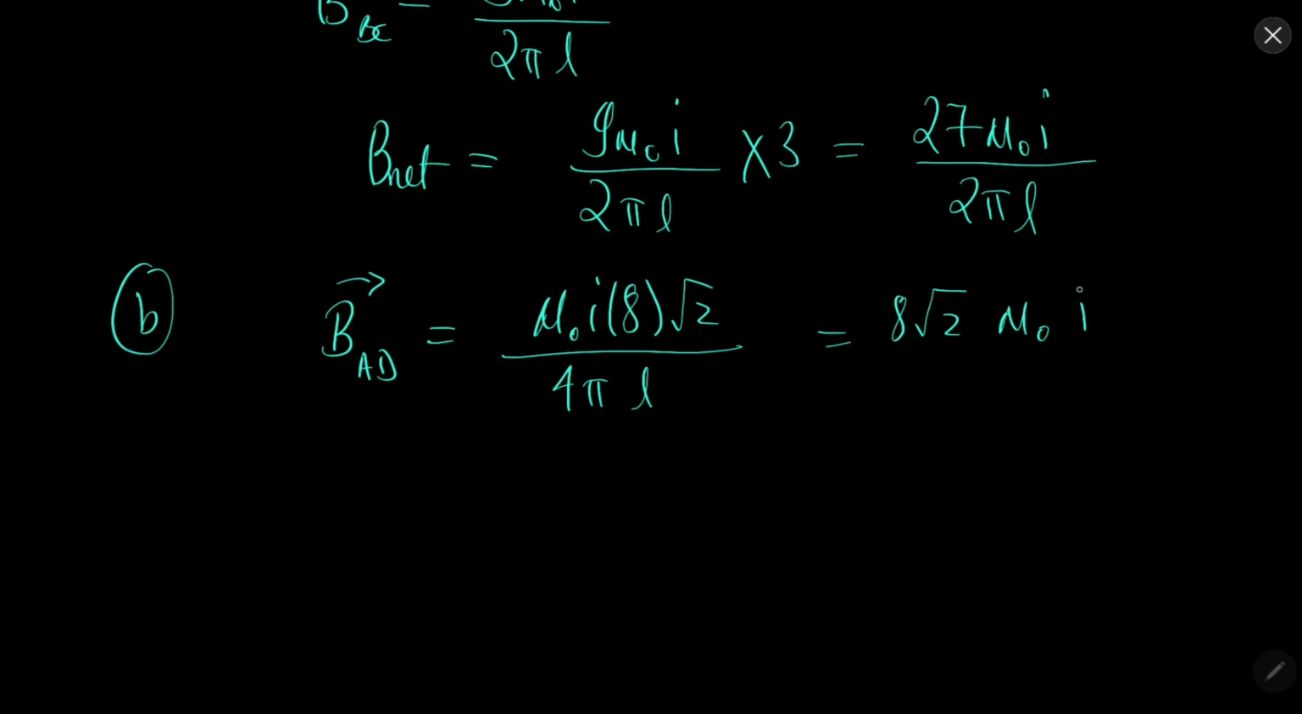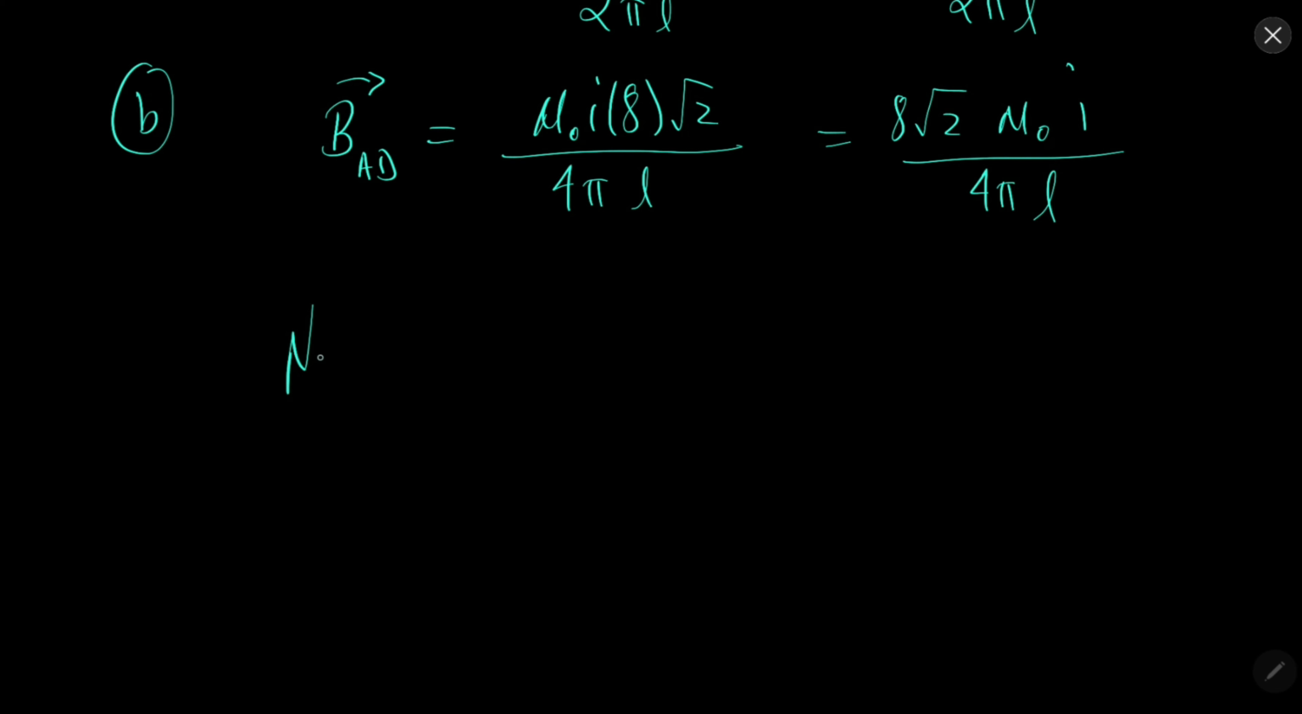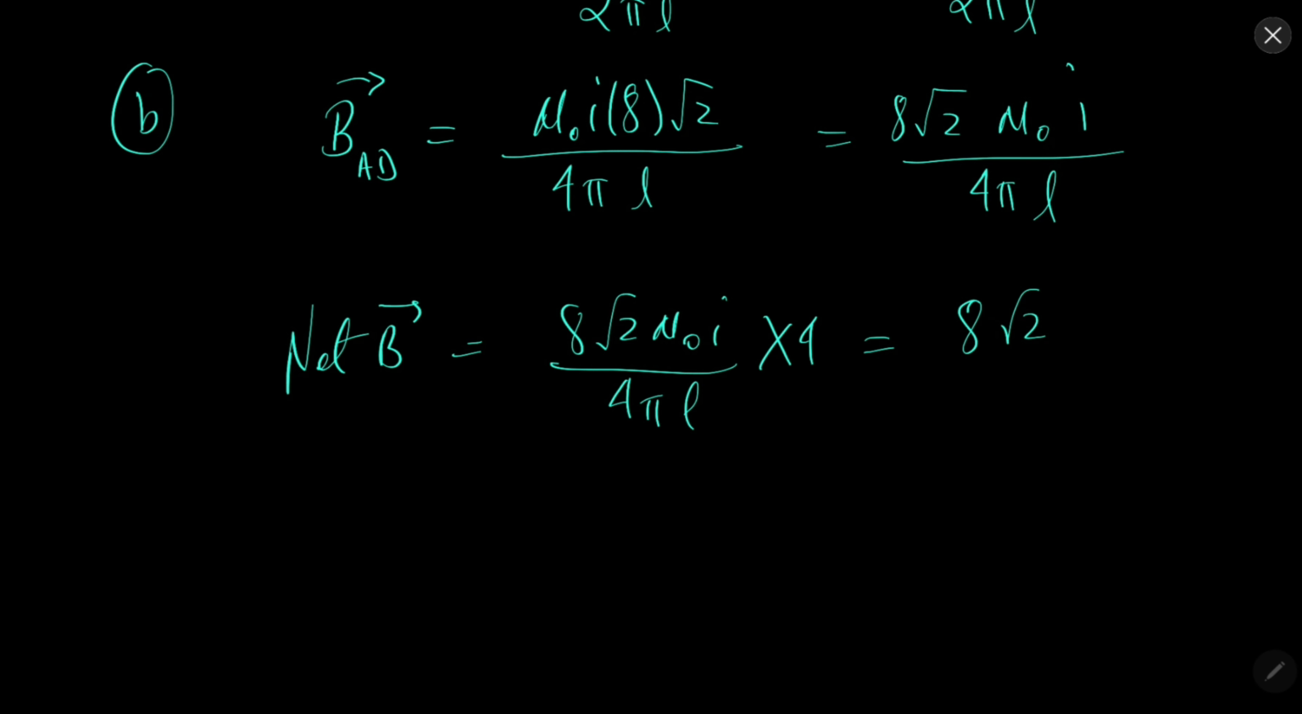So for the BAD part it will be like this. The net field will be 8 root 2 mu naught I over 4 pi L into 4, that is 8 root 2 mu naught I over pi L.